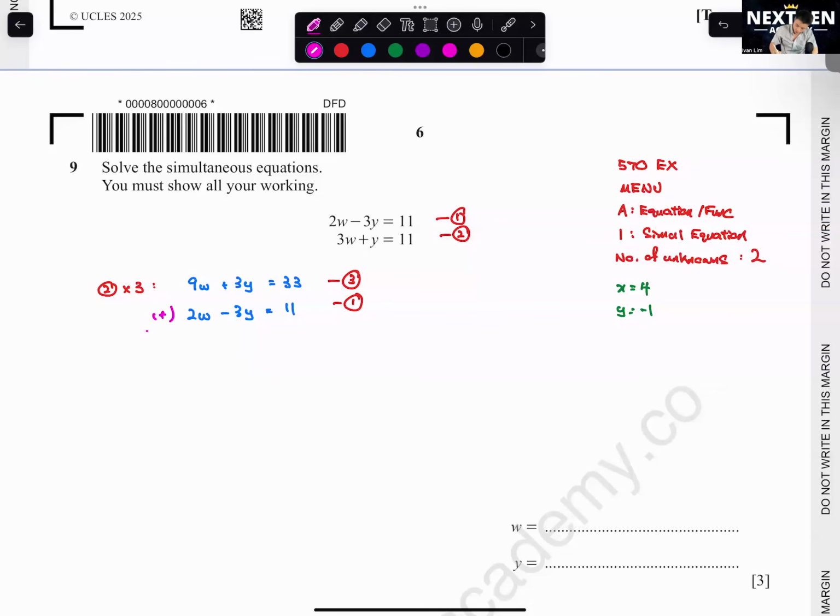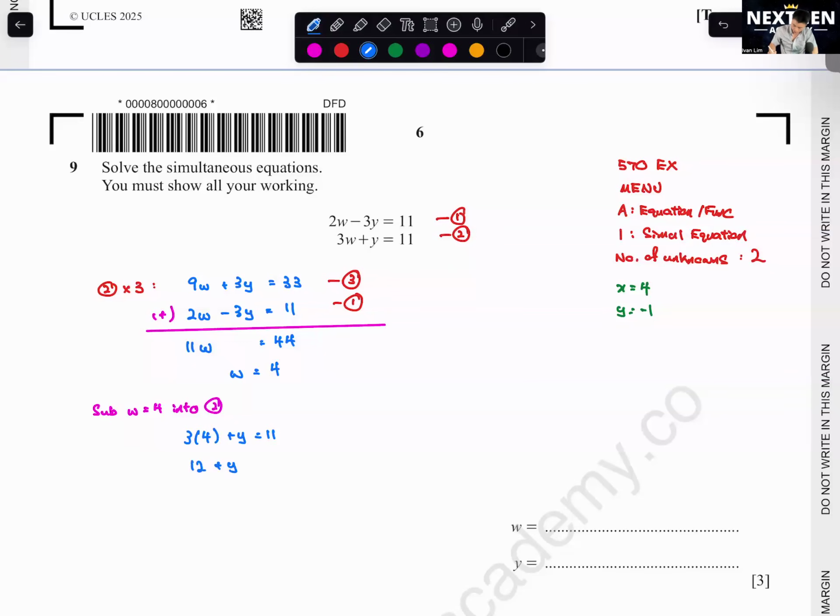Okay, you add both the equations with each other. This will be 11w equals to 44. W is equals to 44 divided by 11, which is equals to 4. Then we substitute. Sub W equals to 4 into, which equation? I'll sub into equation 2. Equation 2, so 3 times 4 plus y equals to 11. 12 plus y equals to 11. Y is equals to -1.